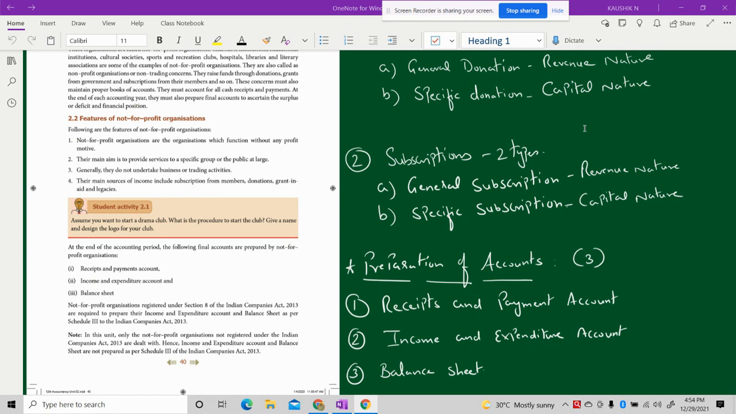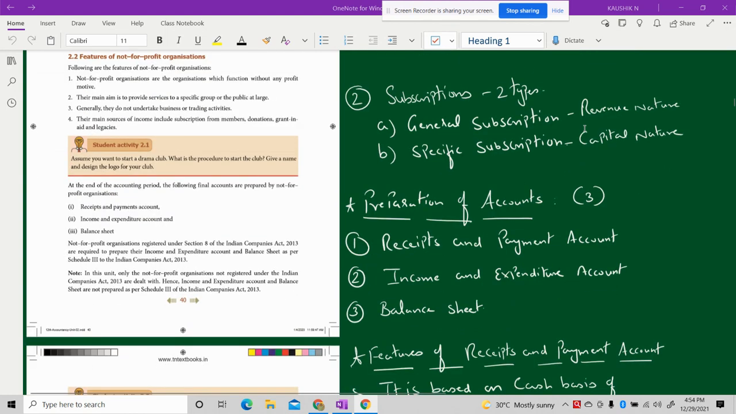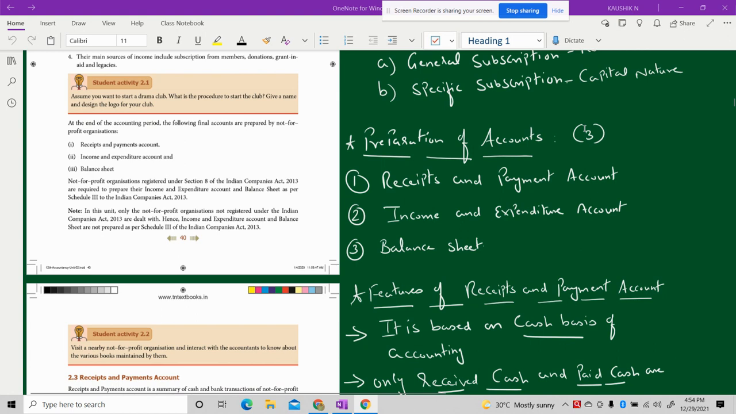The chapter NPO is also subject to preparation of some accounts, which is mandatory as per the legal requirement and as per the statutory framework. So some of the important accounts which an NPO has to prepare are as follows. Totally, an NPO has to prepare three important accounts, namely, number one, receipts and payment account, number two, income and expenditure account, and number three, balance sheet.